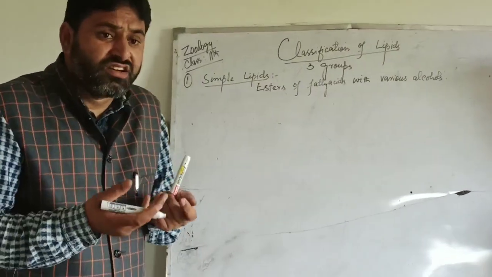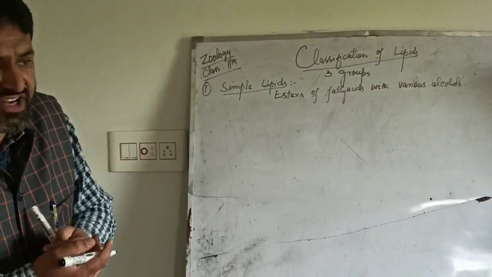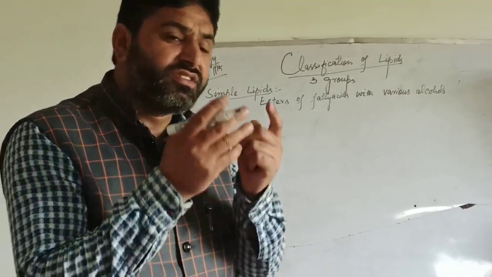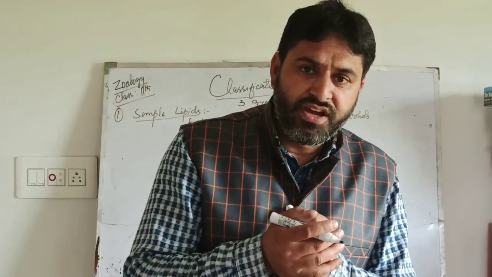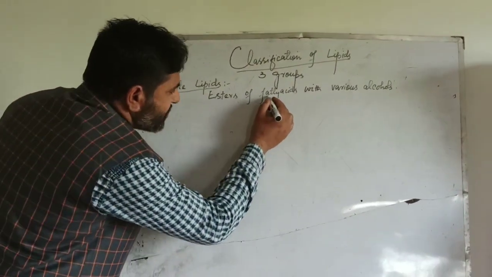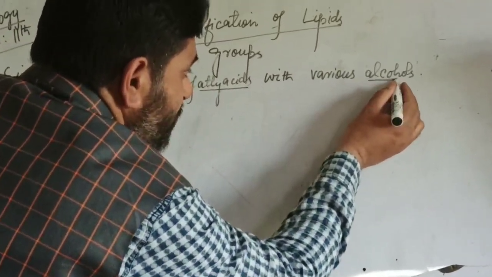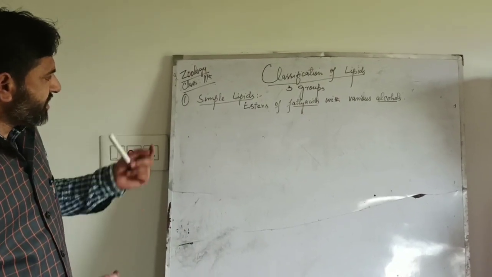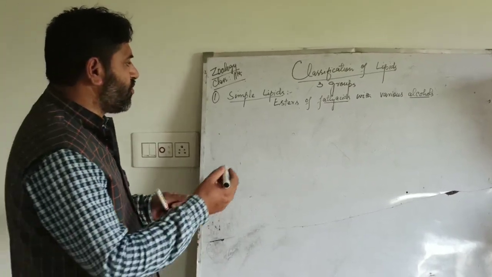That means there is an ester bond. That is why they are known as esters of fatty acid and alcohol. The ester bond is the bond which is formed between acid and alcohol. So there is an ester bond formed between the fatty acid and the alcohol. Such covalent bonds are known as ester bonds.